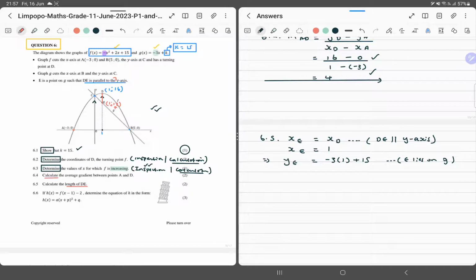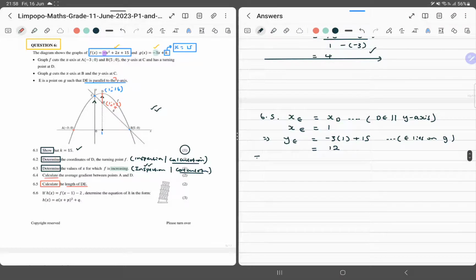So you see, please guys, don't take these things lightly. I'm telling you, this is now 12. Can you see? Yes, we did it there, but we have to show how we did that, because the question said calculate. So we can't just show up with an answer that doesn't make sense where we got it from.